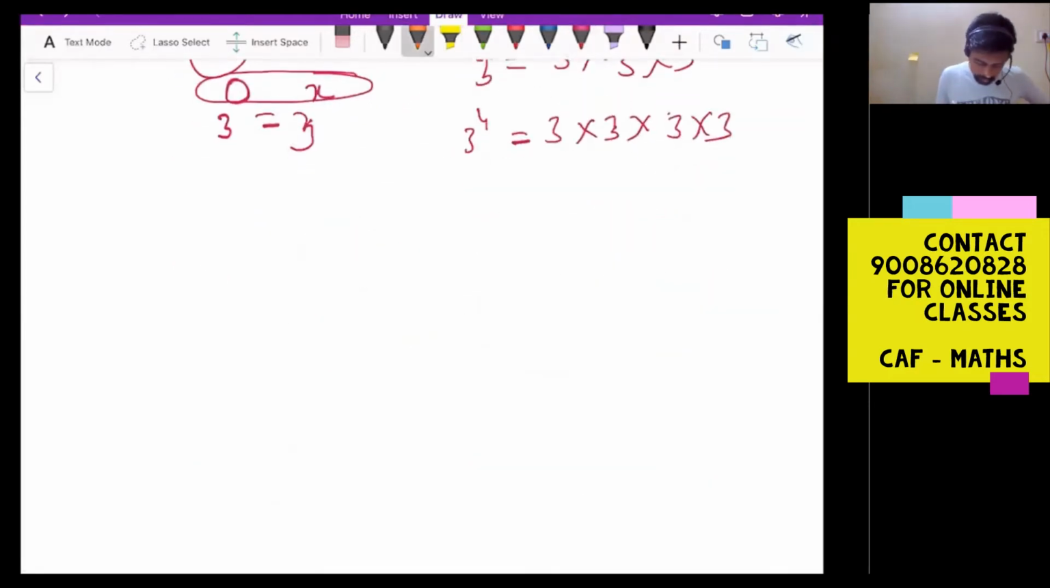So now, 10 to the power 2 is equal to 100. Here, what is the exponent? 10 power 2. Can you quickly chat to me? What is the base and what is the exponent here in 10 power 2?